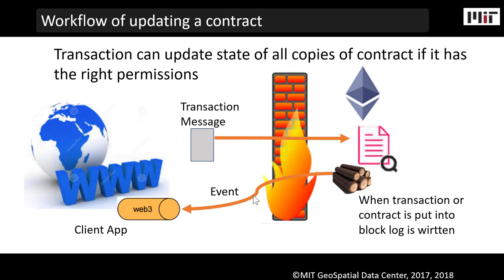So here I'm showing an arrow kind of coming out. This would be a callback: when an event is put into the log of Ethereum, so Ethereum just writes these logs, you will be notified. An event will be raised in your browser, whatever it is, that something has occurred in the blockchain. So you can be made aware of changes in the blockchain.